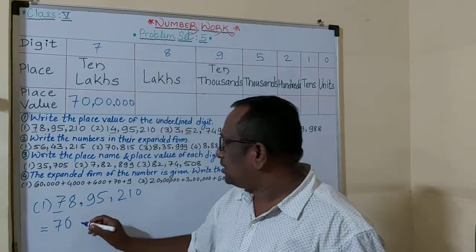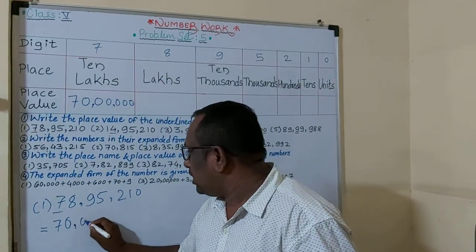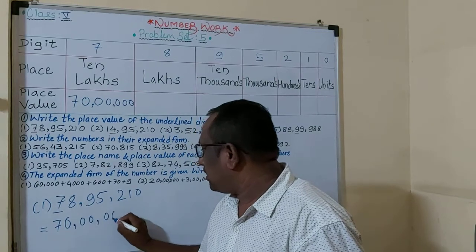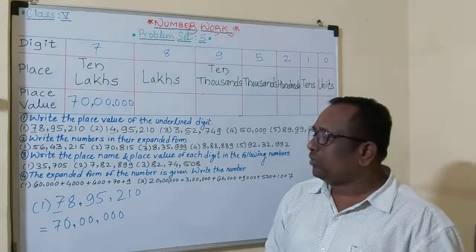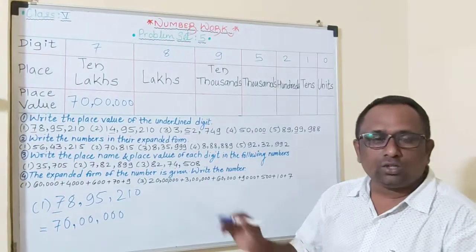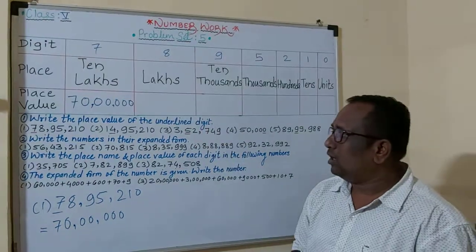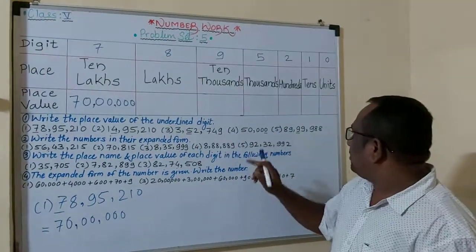The 10 lakh place, so 70 lakh. Okay, this way you have to write the answer. This way you have to solve this question. Okay, now we'll move to one example, just this one.